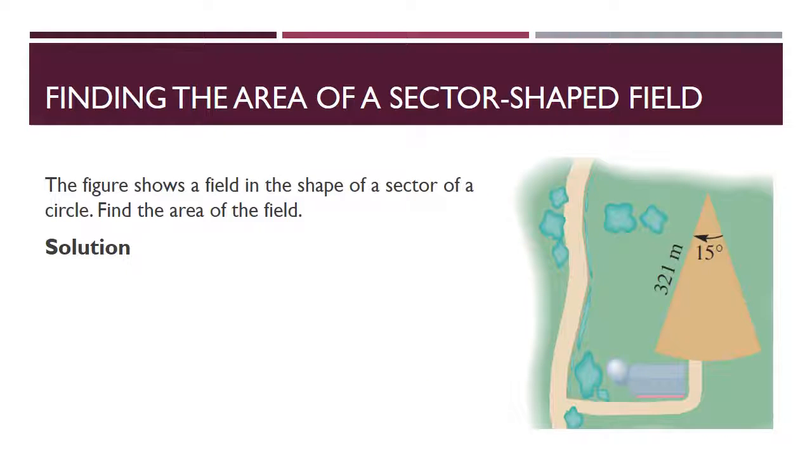Okay, so we have a little problem here. The figure shows a field in the shape of the sector of a circle. Find the area. So you have the radius and you have the angle measure. Pause the recording, give this a try, and resume to check your answer.